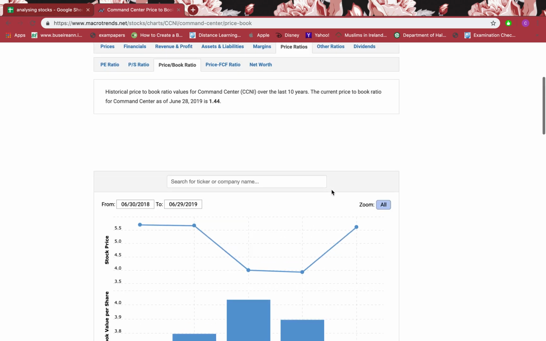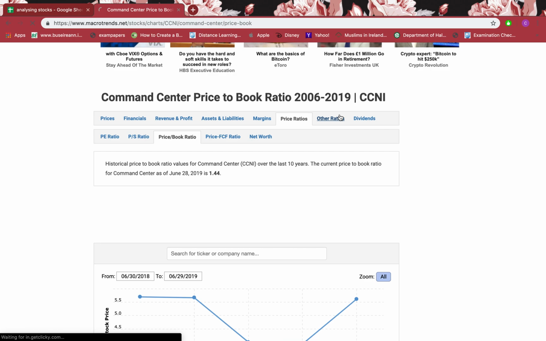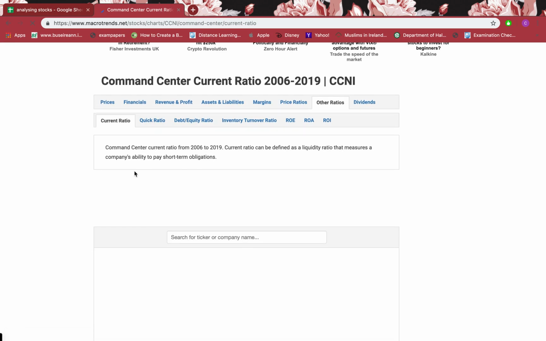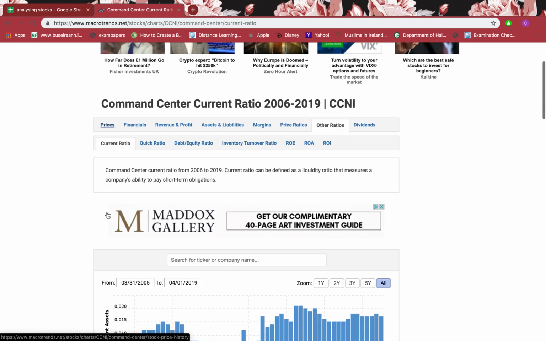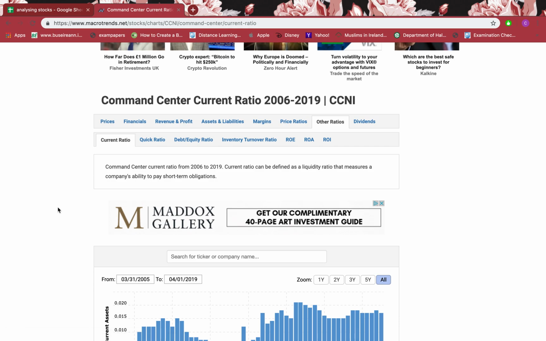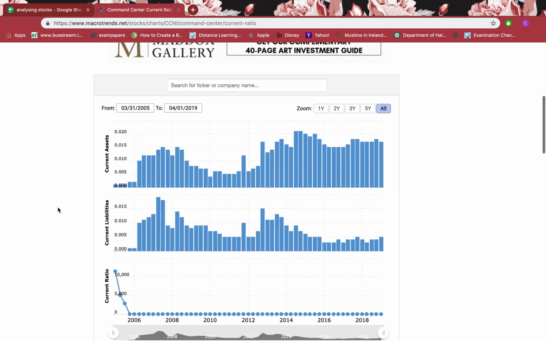Okay, and let's look at other ratios. Current ratio means that if it's above 1, assets are more than liabilities. If it's below 1, then liabilities are more than assets. Ideally, we are looking to invest in a stock that is less risky, so the current ratio should be 1.5 or more for it to be less risky. The current ratio is 3.32, which is brilliant. It's a lot more than 1.5.